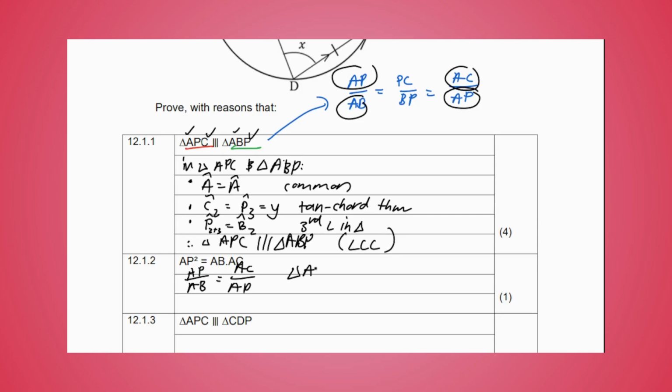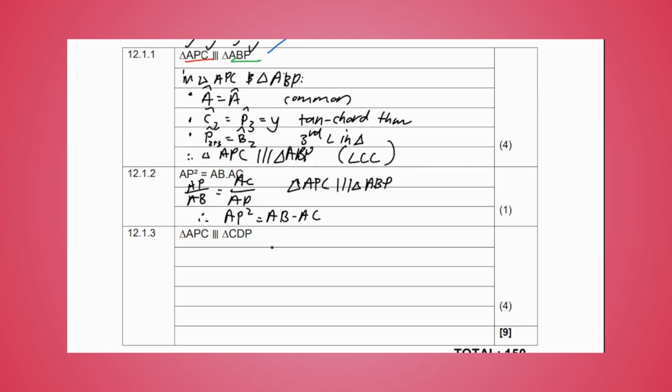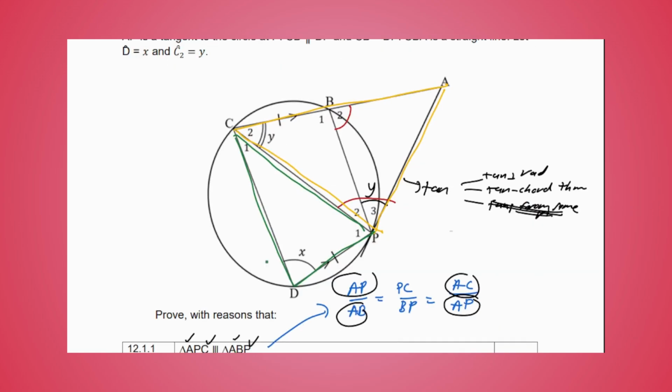So triangle APC. And then from that, you can go deduce that. It's just when you multiply, you go do your cross multiplication. That's all.